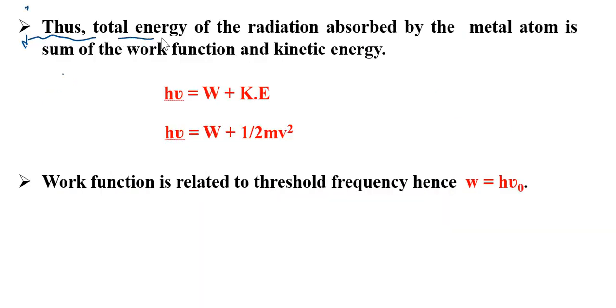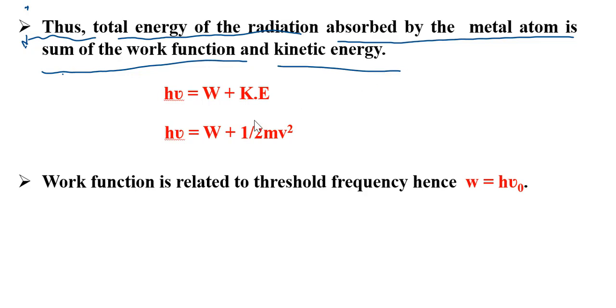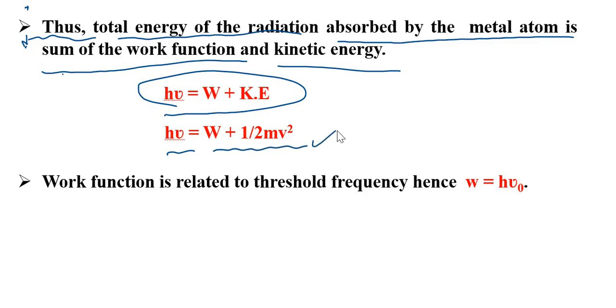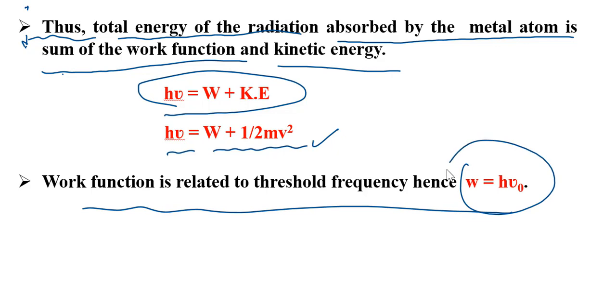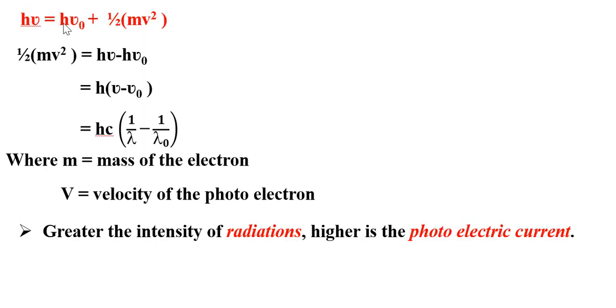Thus, the total energy of the radiation absorbed by the metal atom is the sum of the work function and kinetic energy. You can see h nu equals W plus K. Then h nu equals W plus half mv square. Here W is the work function, W equals h nu naught. This is the minimum energy required. Then h nu equals h nu naught plus half mv square.